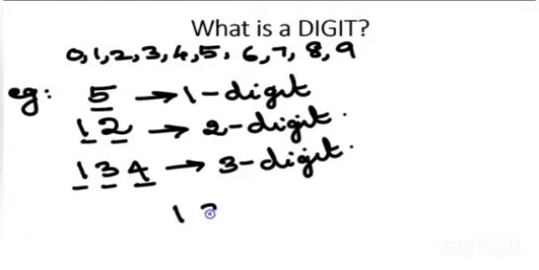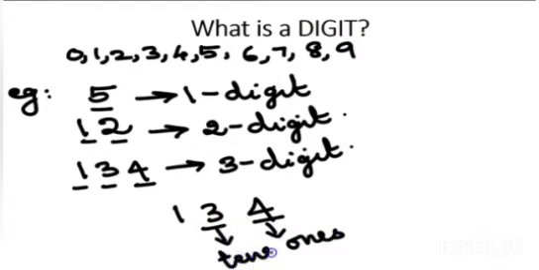As in 134 there are 3 digits, there are 3 places for this number, that is 4 in ones place, 3 in tens place and 1 in hundreds place.